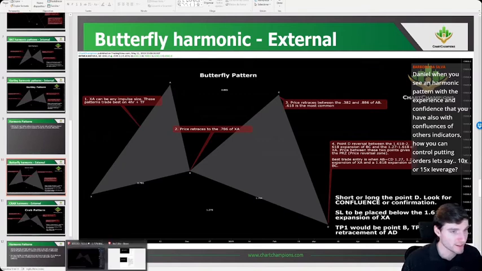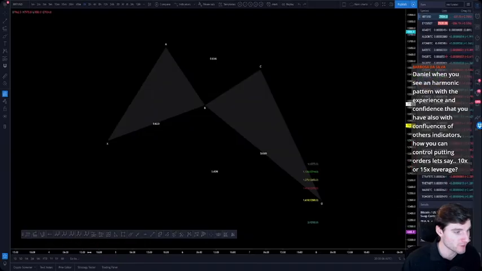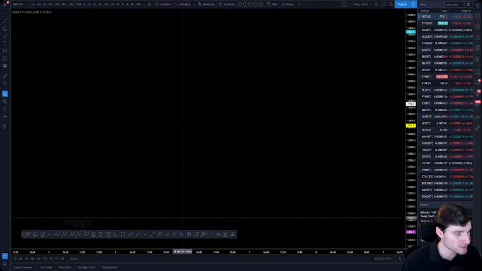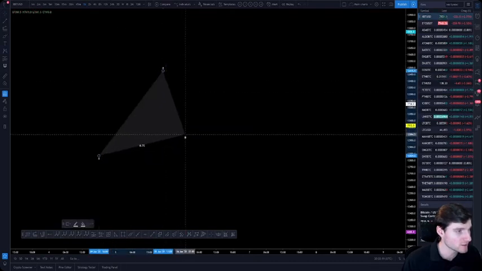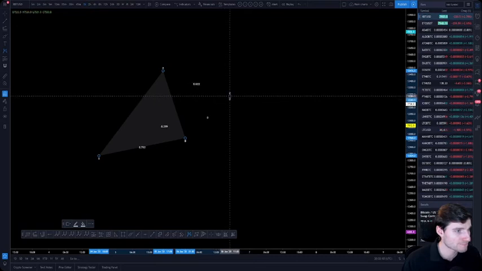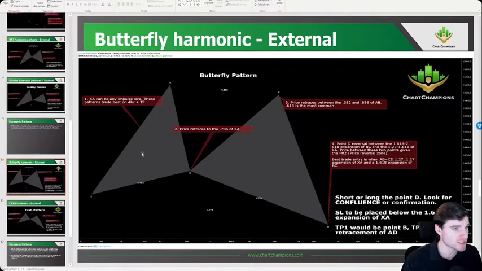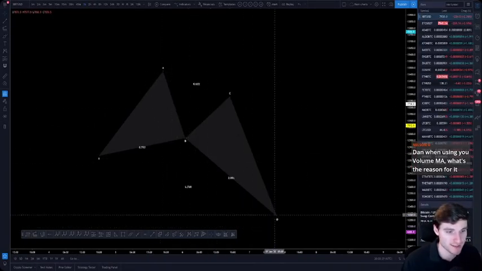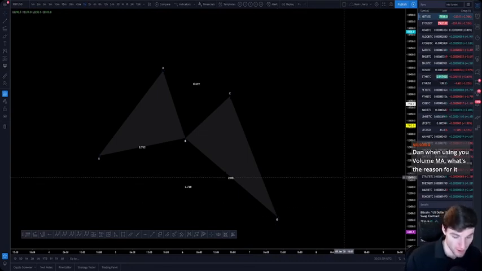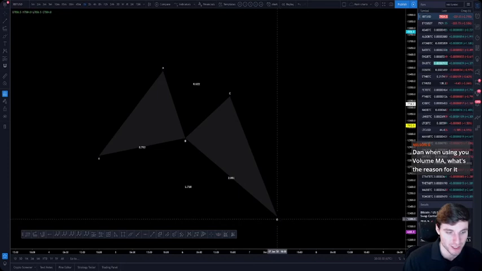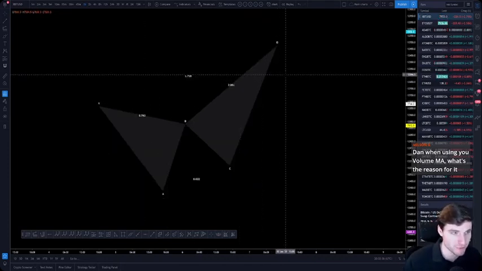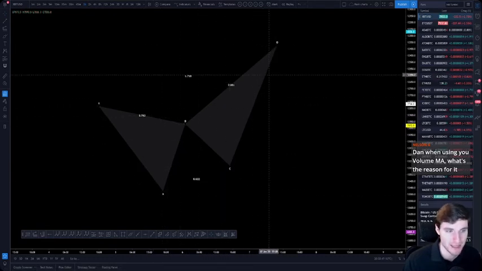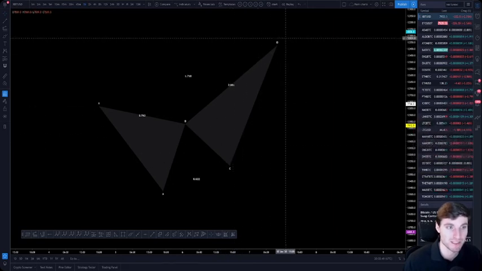Okay, so the question here is, can I explain the bearish butterfly? Yes, so let's just draw a butterfly, for example. Okay, so obviously this would be our bullish butterfly, because we have just expanded down to D here. This is bullish because point D has ended at the lows. This is our bearish butterfly. With our bearish butterfly, we would have moved down, back up, back down, and then back up again. This is a bearish butterfly because point D is at the top.